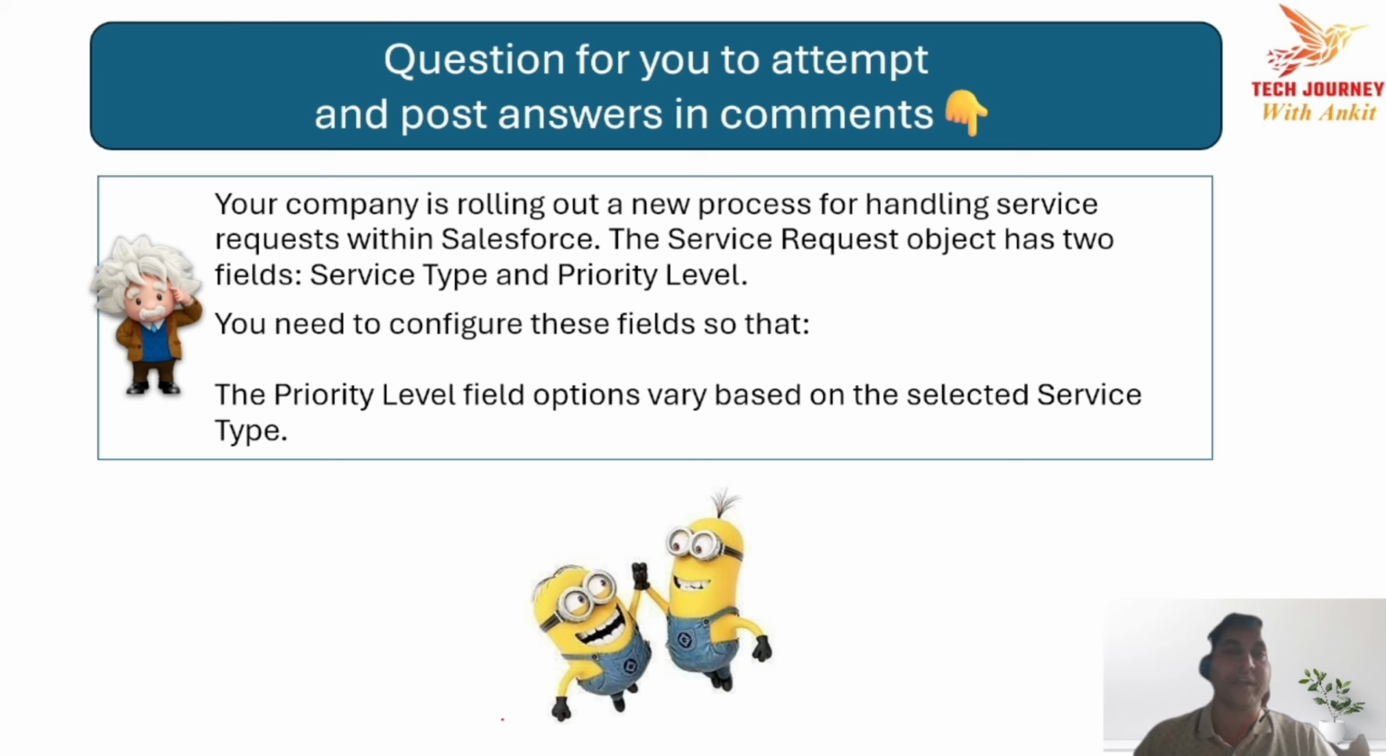Next question. Your company is rolling out a new process for handling service requests within Salesforce. The service request object has two fields, service type and priority level. So there are two picklist fields available, service type and priority level. You need to configure these fields so that the priority level options vary based on the selected service type. Again, what out of the box functionality can you use to meet this requirement in Salesforce? Do let me know in the comment section.